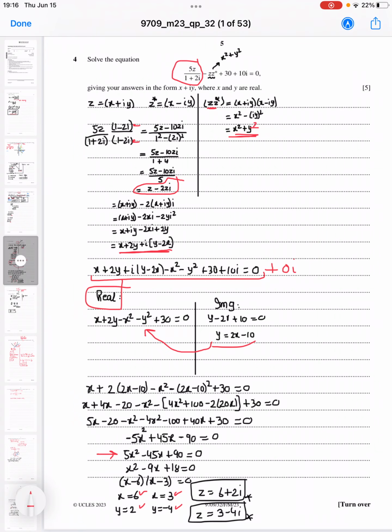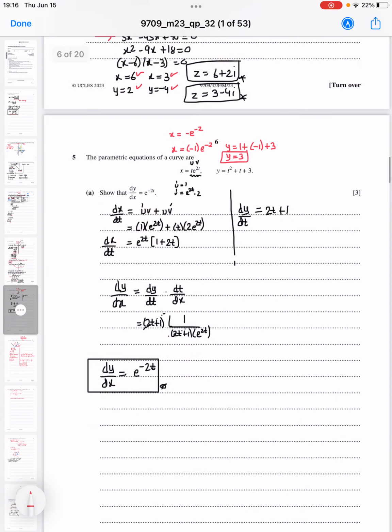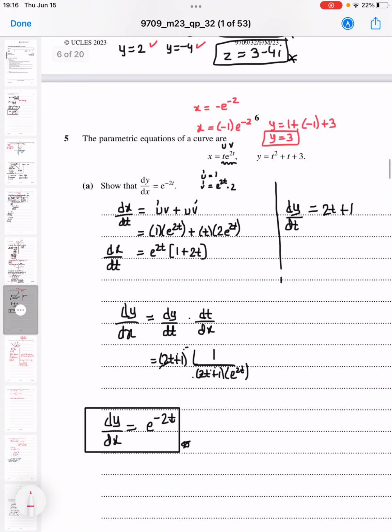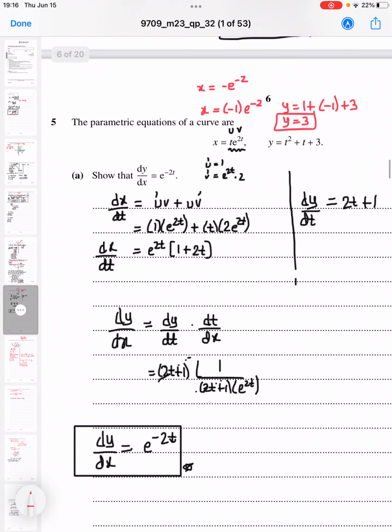So that was question number 4. Question number 5 says that the parametric equation of a curve is x equals t e raised to 2t and y equals t squared plus t plus 3. Show that dy by dx is equal to e raised to the power minus 2t.